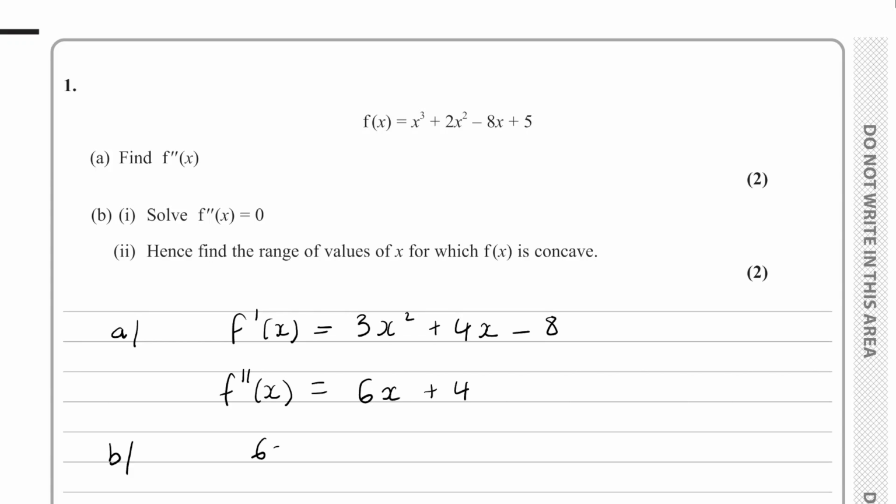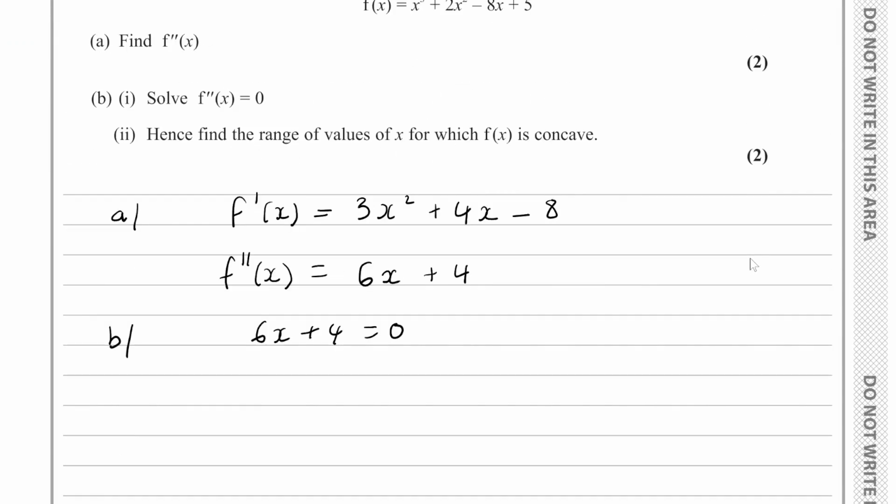So 6x plus 4 equals 0. Take away 4 from both sides. Divide by 6. So negative 4 over 6 or negative 2/3. Hence, find the range of values for which f of x is concave.